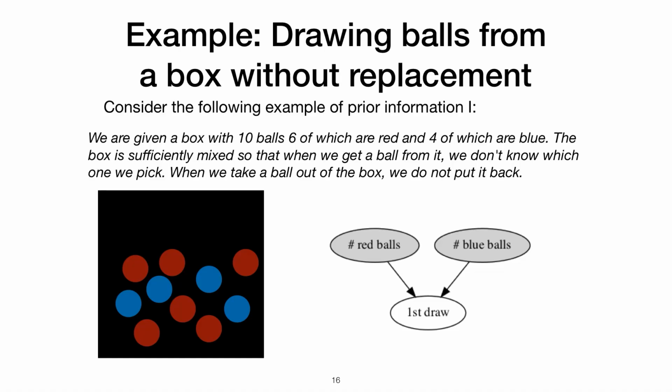Now on the right you see the graphical model representation of the situation. You see that the number of red balls and the number of blue balls determines the first draw. Of course here they do not determine the first draw deterministically, but they determine the probabilities of the first draw.